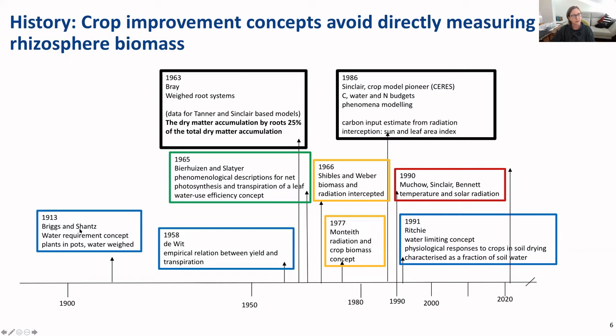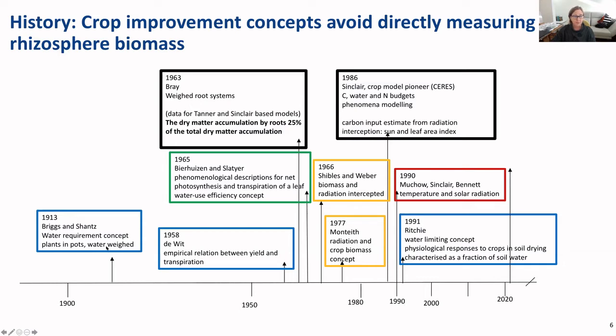Briggs and Chance, they introduced the water requirement concept, and they watered plants in pots, and they measured shoot biomass, as far as I can tell, possibly root biomass, and they weighed the water that went in to allow the plants to grow. And this was really the first introduction of a concept that biomass of plants requires a certain amount of water.